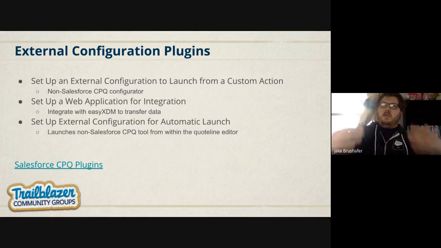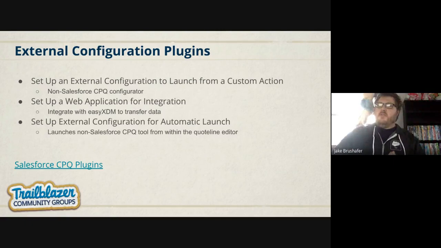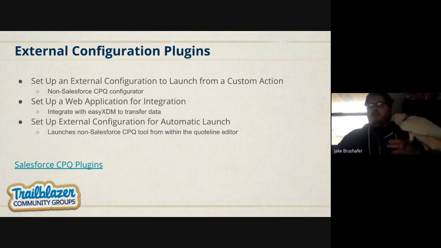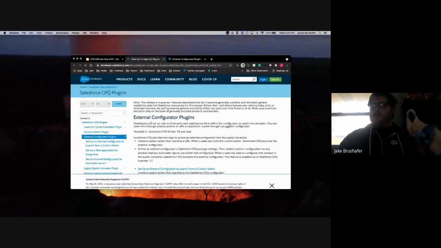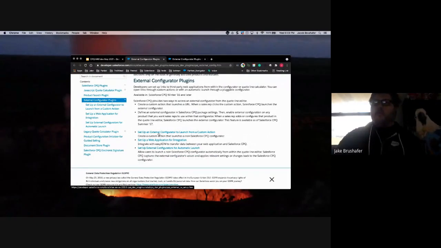A little bit deeper dive in here. We can set up external configurations to launch from a custom action. This is a non-Salesforce CPQ configurator, so similar to before, we can use that functionality. We can also set up the web application for integration, and we also can set up the integration configuration for automatic launch, similar to what we just talked about a minute ago. If you are interested in what that looks like, there is a developer doc and everything. Similar here, you can always click any of the options in here to get more information as needed and how to set it up within your org.